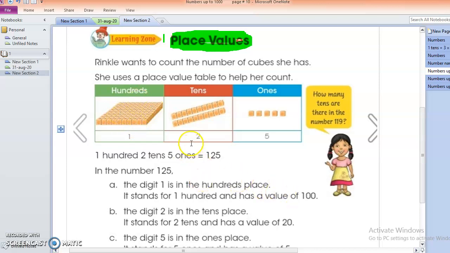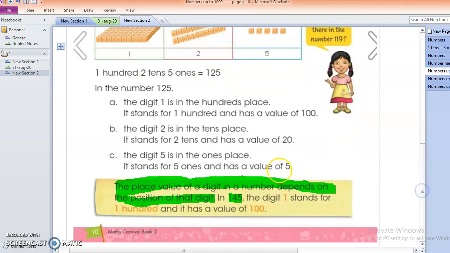If you see, this digit 2 is in the tens place, so you will add a 0, and that will become 20. So the value of this 2 is 20, whereas the position of this 2 is tens. So you can say 2 stands for tens.